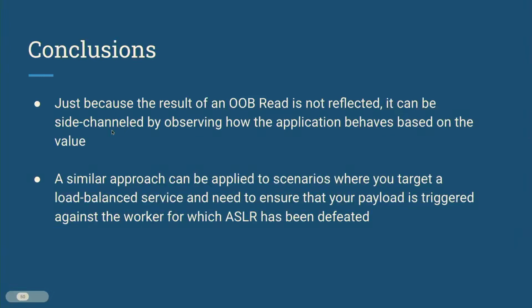So just to summarize, just because the result of an out-of-bounds read is not reflected to an attacker when you're writing an exploit, you can still try to side channel what the value was by observing how the application behaves based on this value. And a similar approach can be applied to scenarios where you target a load balanced service, for example. We use this when we know there are thousands of workers and we can leak ASLR in the first stage, but then the problem is, how do we trigger the second vulnerability with the same worker without randomly crashing hundreds or thousands of workers?